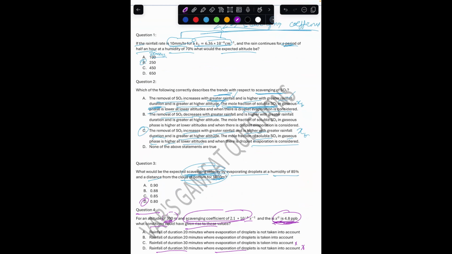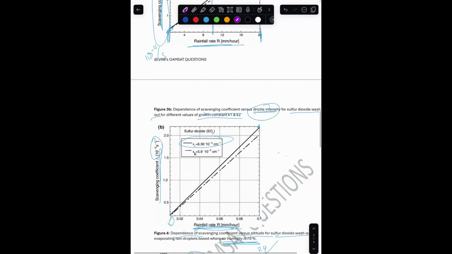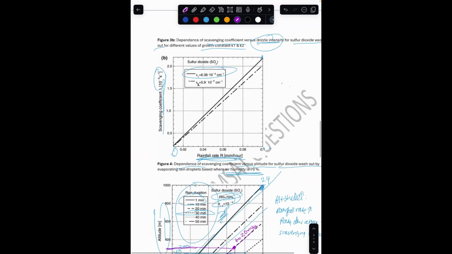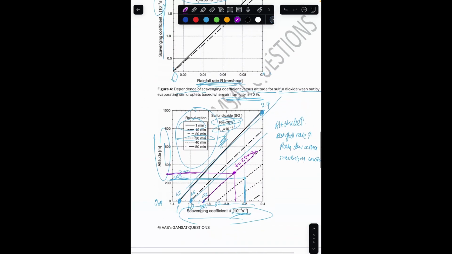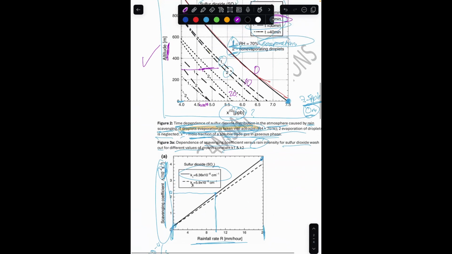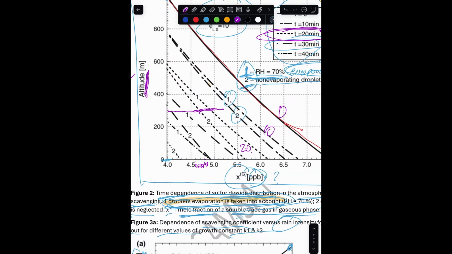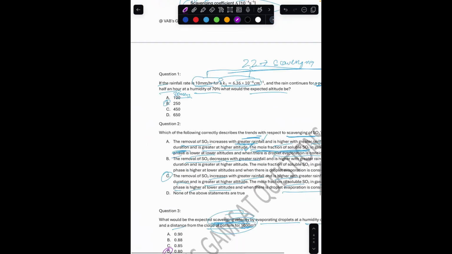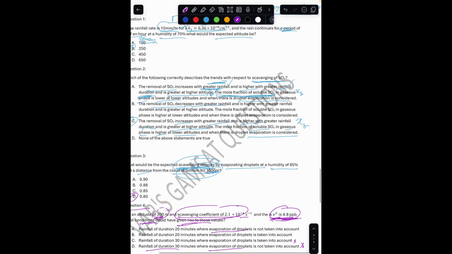Now, if xg is 4.8 parts per billion, which conditions could have given rise to these values? We need to figure out whether evaporation of droplets is or is not taken into account. So let's have a look. Where is it? So altitude, 4.8's there, boom. It looks like it happens in the case where condition 1 is satisfied, and condition 1 is where droplet evaporation is taken into account. So it should be B.